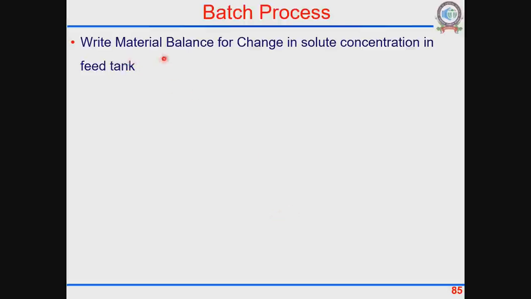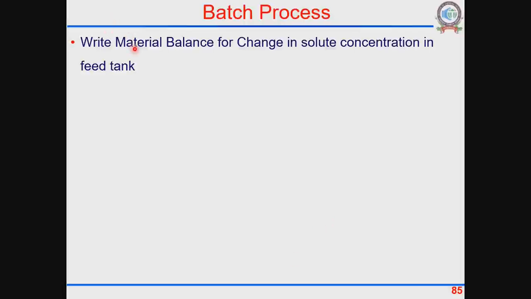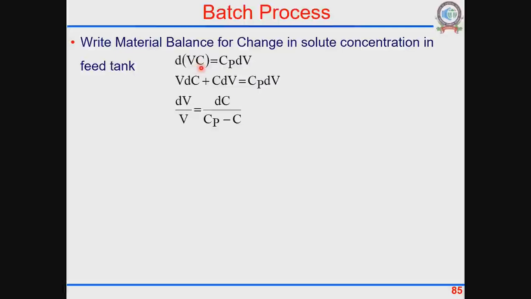So if we try to write a material balance for change in the solute concentration in the feed tank, we want to write a balance for the solute in the feed tank. So write the equation, then only go forward. Do this exercise for yourself. So if we write an expression d of Vc, that's the change in solute concentration, V multiplied by C is the solute concentration at any point of time.